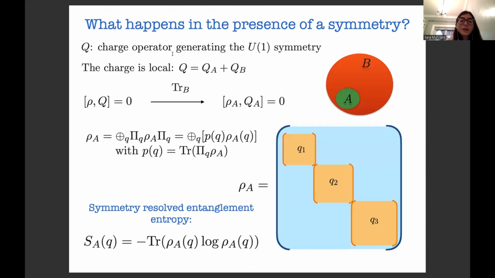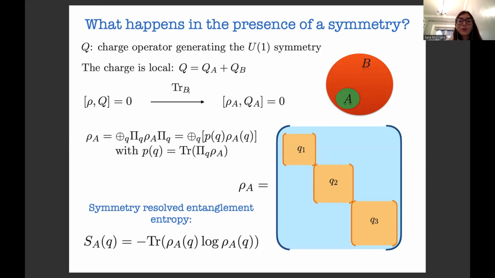What happens in the presence of a symmetry? Well, let's consider the generator for a U(1) symmetry, so for the abelian case. In this case, if the charge is local, meaning that it can be split into the charge in the subsystem A and the charge in its complementary part, and if ρ commutes with Q, so basically the pure state that I introduced before is an eigenstate of the total charge operator.